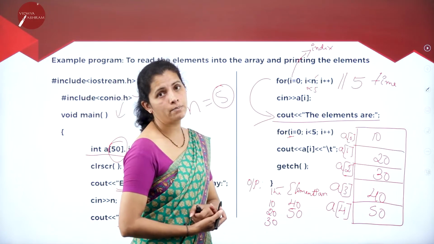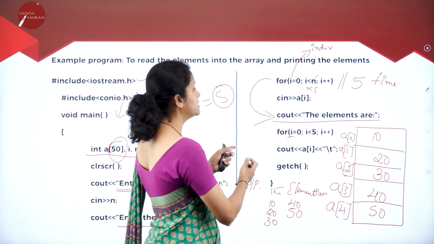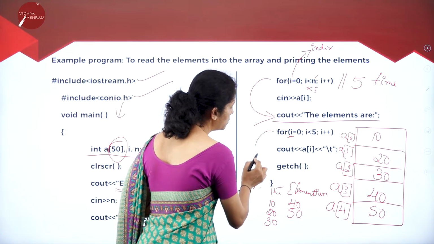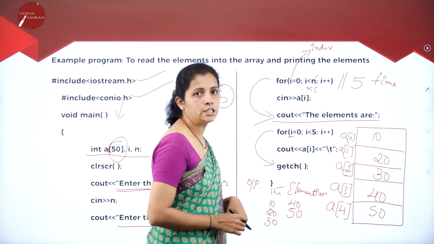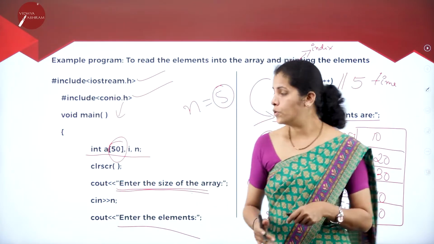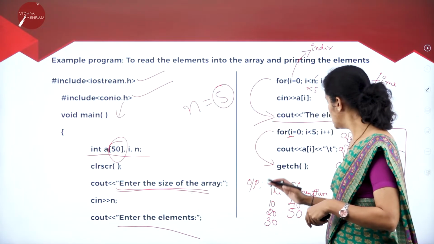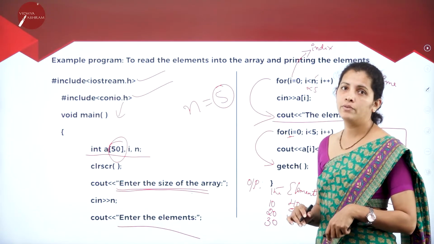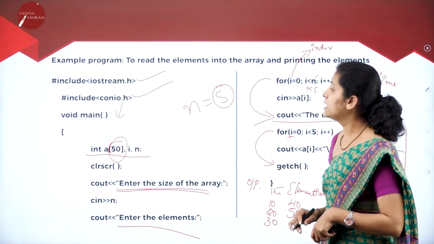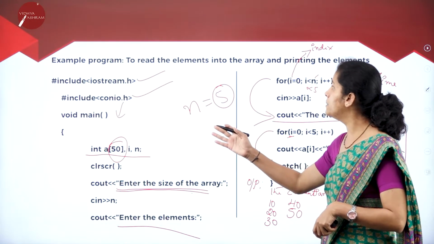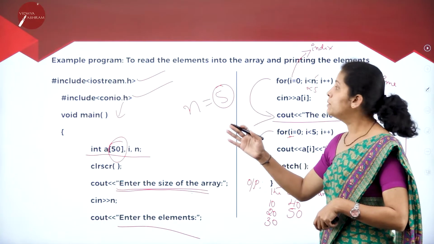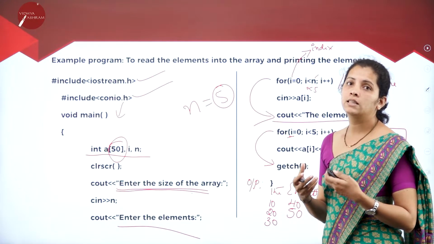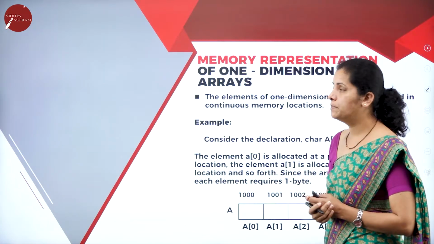Now I is incremented by 1. Now I is 5. 5 less than 5. The condition is false. So the control is transferred to the next line. Then I'm going to get this output, that is the elements are 10, 20, 30, 40 and 50. This is the way I can read the elements and I can write the elements. So writing means what? That is nothing but printing the elements.